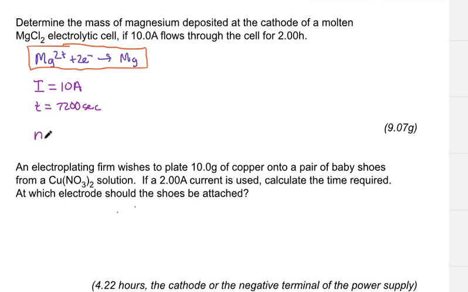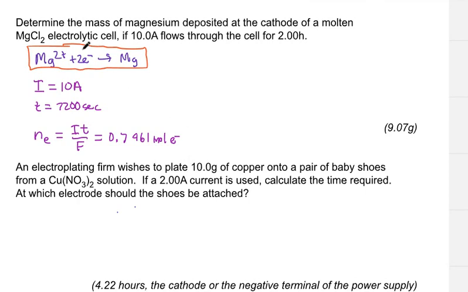So we can find our number of moles of electrons. That would be IT over F, because we divide both sides by F in the original formula. So current, 10, times time, 7,200, divided by 96,500, which is the Faraday constant. And we get 0.7461 moles of electrons.